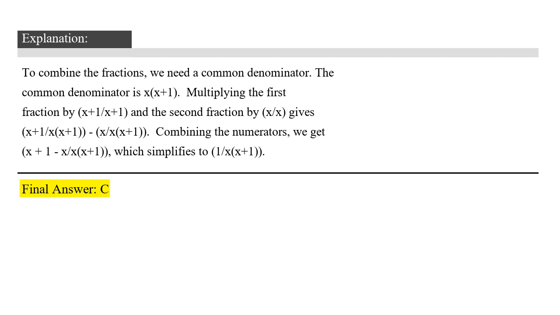To combine the fractions, we need a common denominator. The common denominator is x(x + 1). Multiplying the first fraction by (x + 1)/(x + 1) and the second fraction by x/x gives (x + 1)/(x(x + 1)) minus x/(x(x + 1)). Combining the numerators, we get (x + 1 - x)/(x(x + 1)), which simplifies to 1/(x(x + 1)).